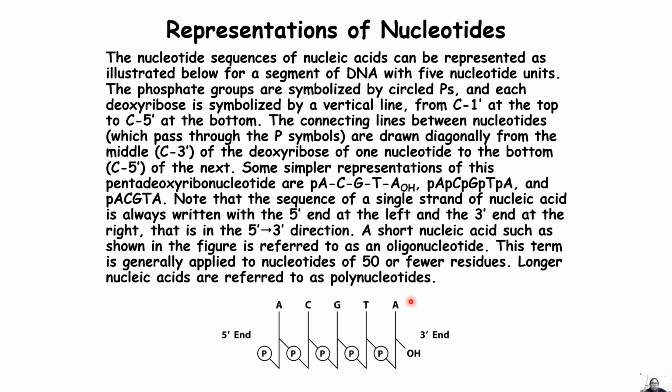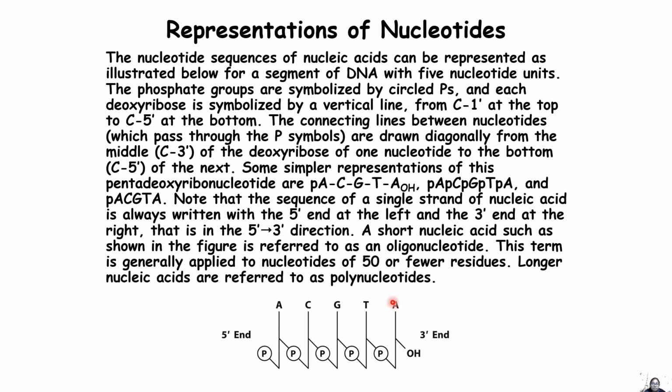Now, how do we represent nucleotides? The nucleotide sequences of nucleic acids can be represented as illustrated here for a segment of DNA with 5 nucleotide units. The phosphate groups are symbolized by the circled P's over here, and each deoxyribose is symbolized by a vertical line from C1' at the top to C5' at the bottom. The connecting lines between the nucleotides are drawn diagonally from the middle of the deoxyribose of one nucleotide to the bottom of the next.